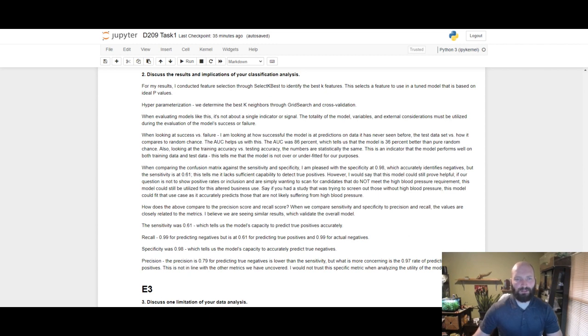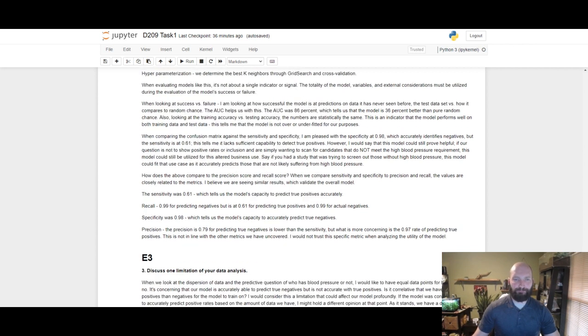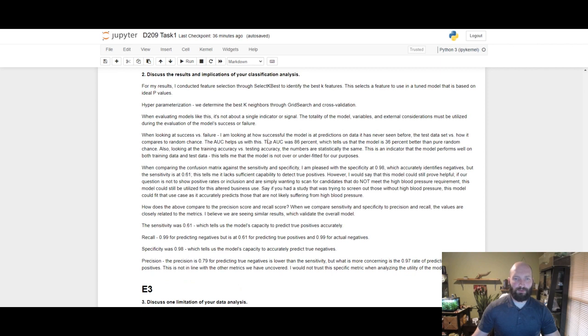When evaluating models like this, it's not about a single indicator. Just like when we went over logistic and linear regression models, it's all about the totality of the model itself. So we're not only looking at the information that the model is giving us, but we also need to consider the variables themselves and external considerations to evaluate the success or failure of the model. So with external considerations: how is the data collected? How much of the data do we have? How is the data weighted?